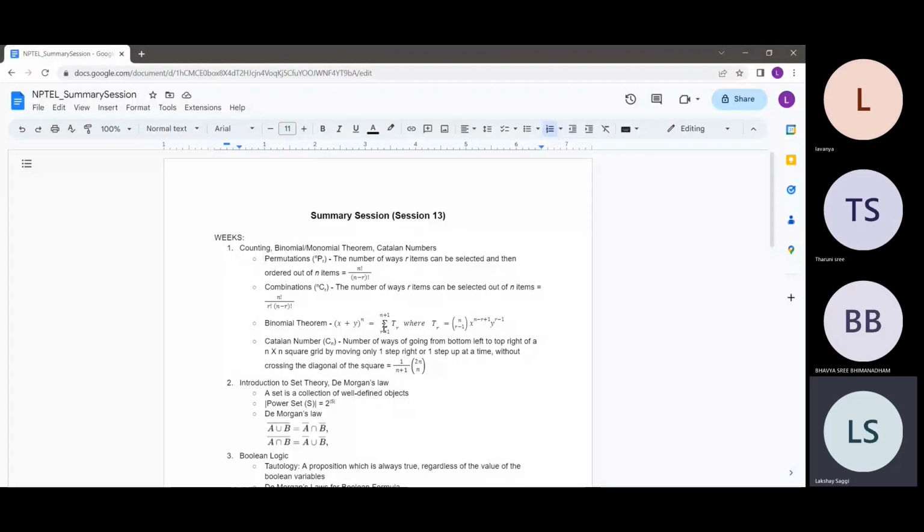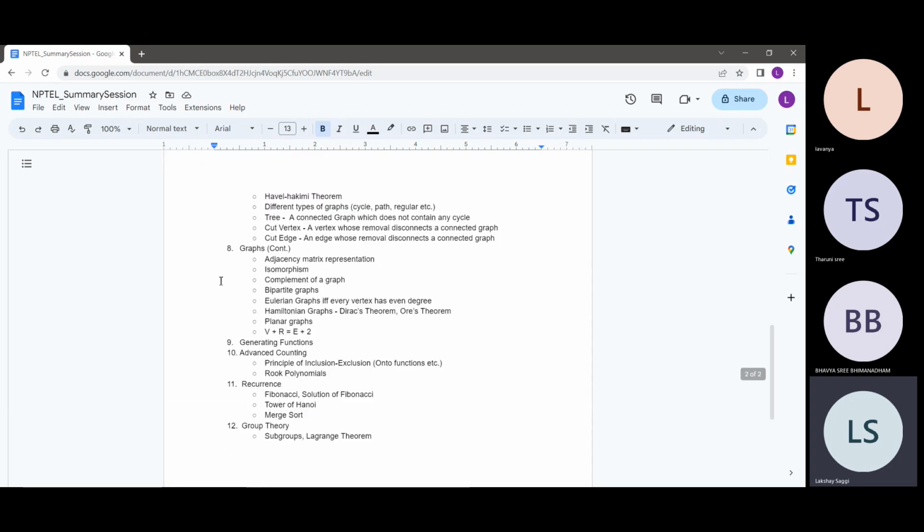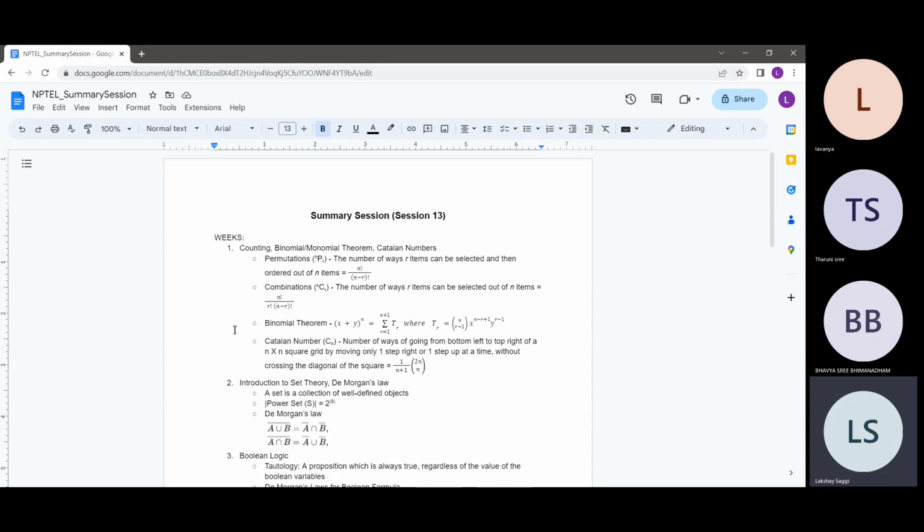I hope my screen is visible to everyone. So let's just get started. How I have made this summary sheet: I have written down all the weeks and the main theme of the lectures of that week, and the main things which we covered in those weeks, which sir taught. You can think of this as a cheat sheet for the discrete maths course, all the important stuff packed into one place.